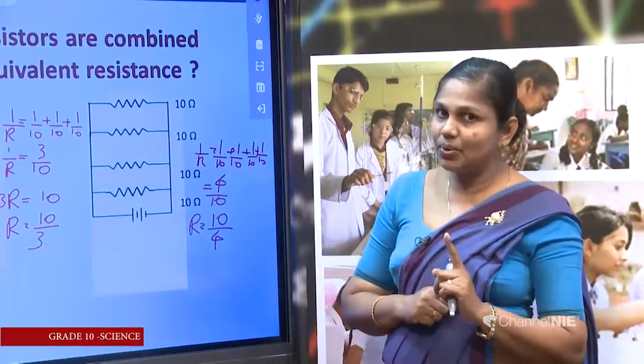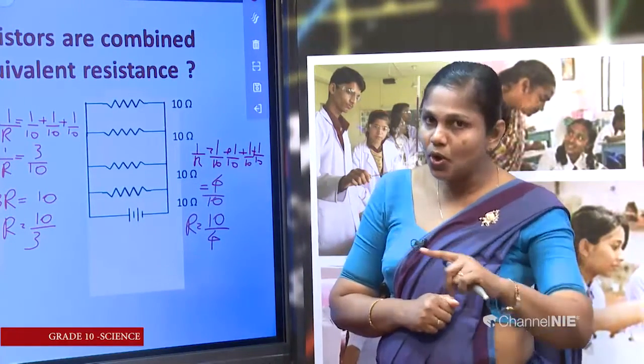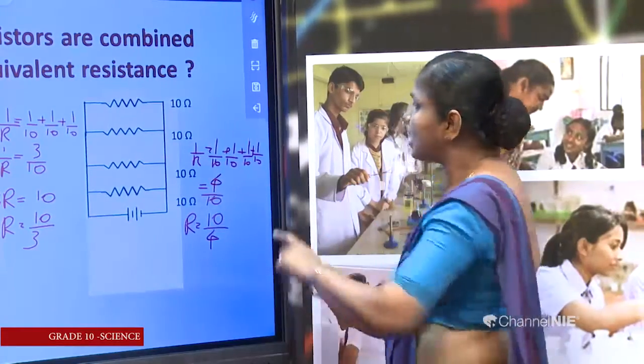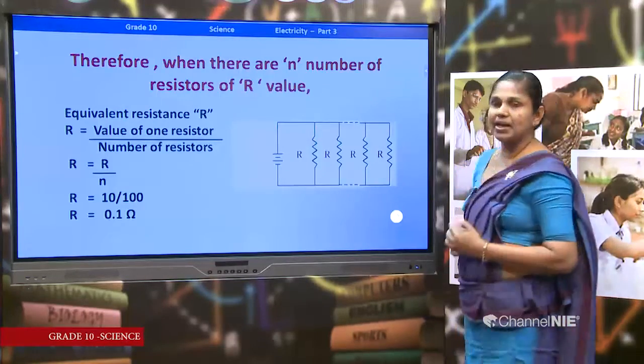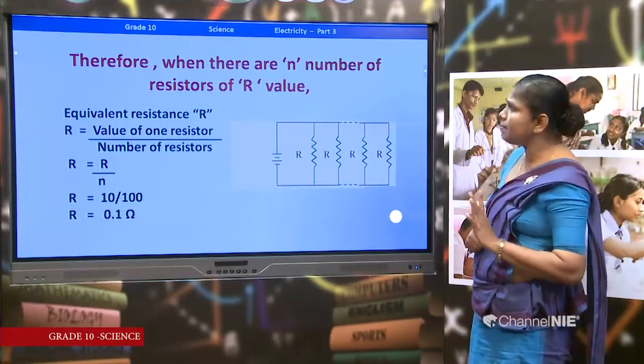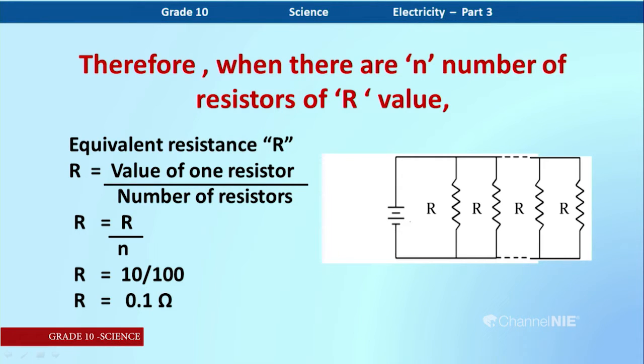Then the equivalent is equal to the value of one resistor over the number of resistors. Right? This is the equation we derived. When there are n number of resistors of the same R value in a circuit, equivalent resistance R equals value of one resistor over number of resistors. If the value of one resistor is 10 and the number of resistors is 100, 10 over 100, then the answer is 0.1. This is how we get the equivalent easily when equal resistors are connected in parallel.